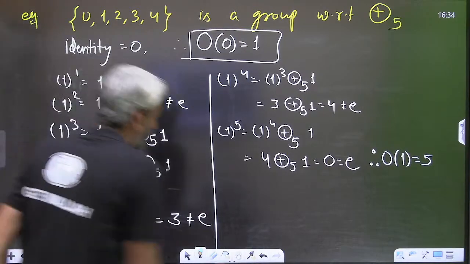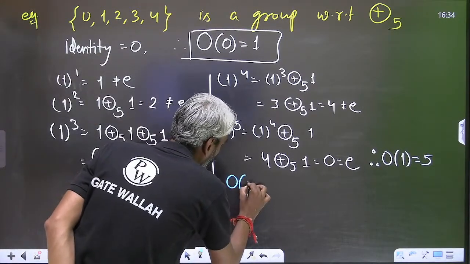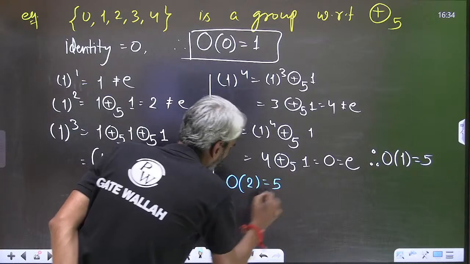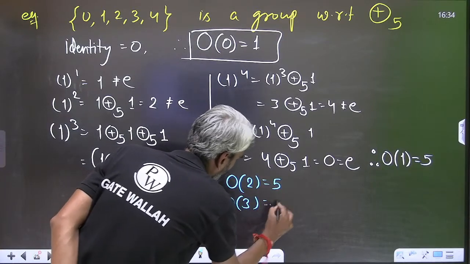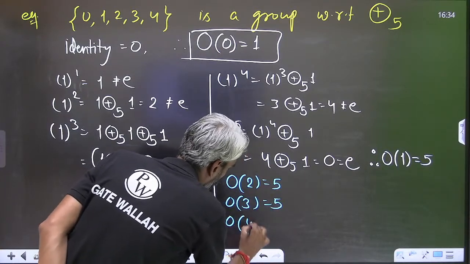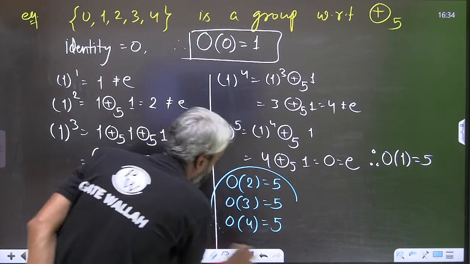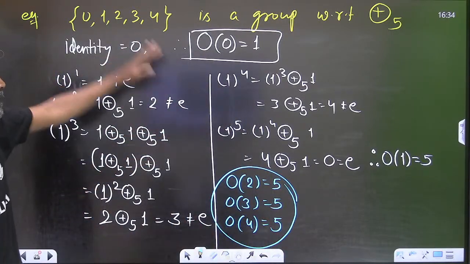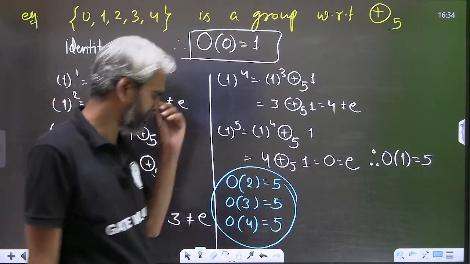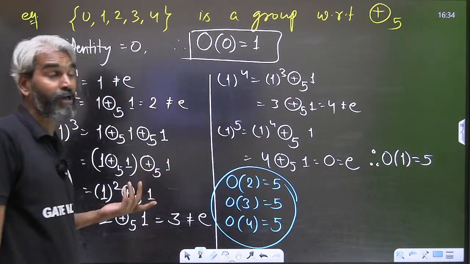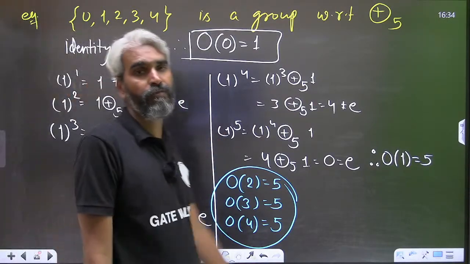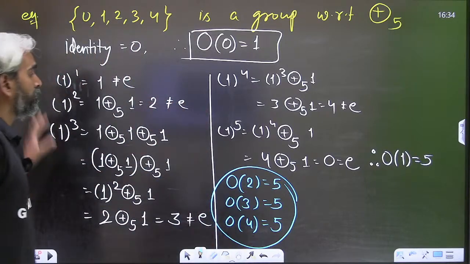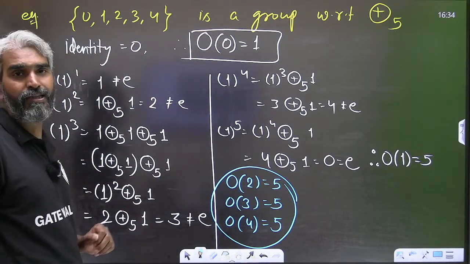The order of 2 is also equal to 5, the order of 3 will also be 5, and the order of 4 will also be 5. You can cross check that: the order of every element except the identity element is 5 in this set. There is a rule because of which this is happening. But anyway, we have checked how to evaluate the order of an element.